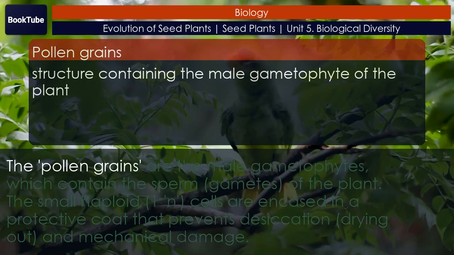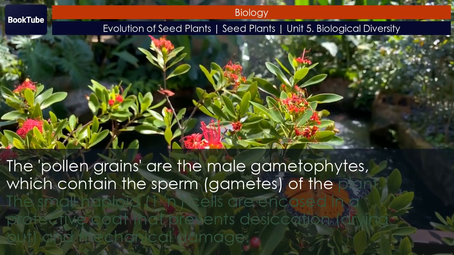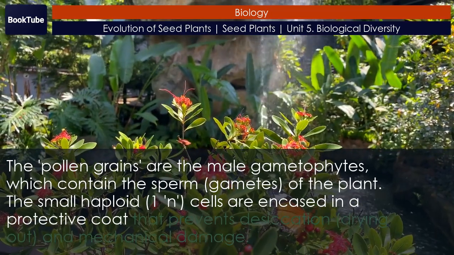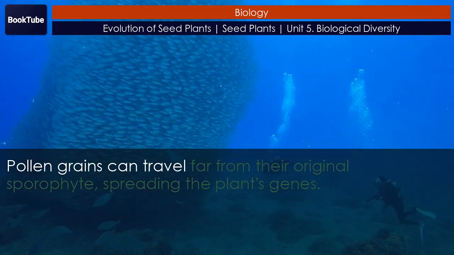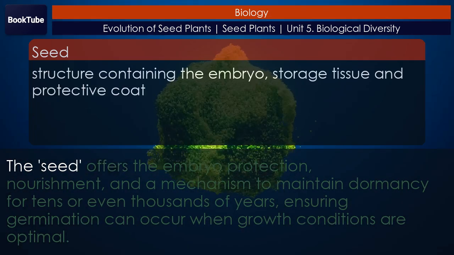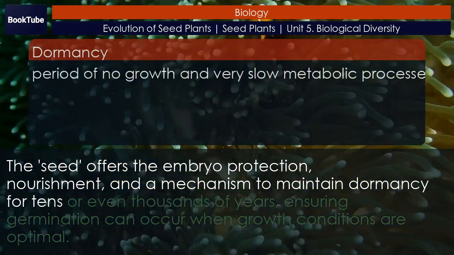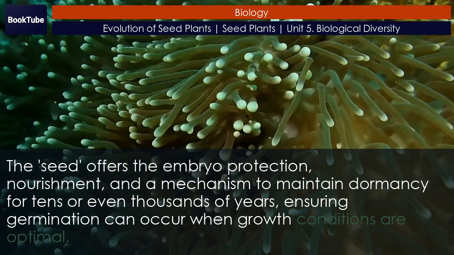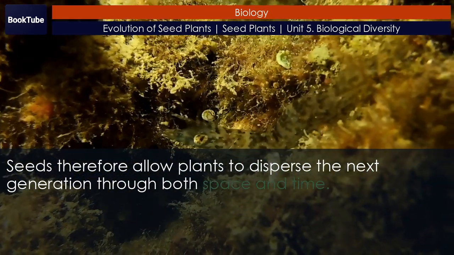The pollen grains are the male gametophytes, which contain the sperm, gametes, of the plant. The small haploid 1N cells are encased in a protective coat that prevents desiccation, drying out, and mechanical damage. Pollen grains can travel far from their original sporophyte, spreading the plant's genes. The seed offers the embryo protection, nourishment, and a mechanism to maintain dormancy for tens or even thousands of years, ensuring germination can occur when growth conditions are optimal. Seeds therefore allow plants to disperse the next generation through both space and time.